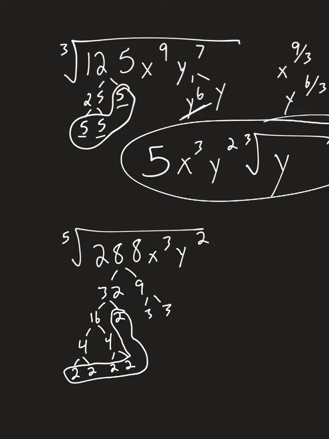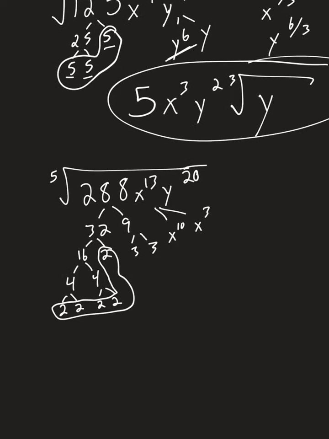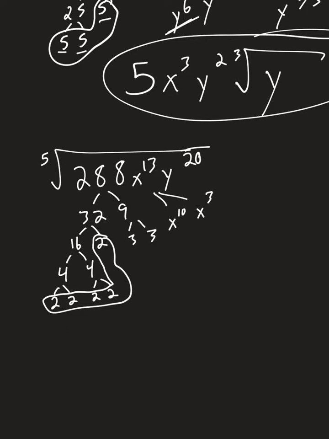For the x to the 3rd and the y to the 2nd, let's make that more interesting. Let's make that x to the 13th and y to the 20th. So I'm going to think of that x to the 13th as x to the 10th, and then the leftover x to the 3rd. And then y to the 20th, that's divisible by 5, so I don't have to do anything with that. So again, I'm looking for groups of 5.